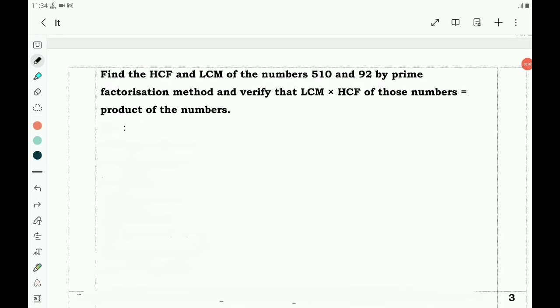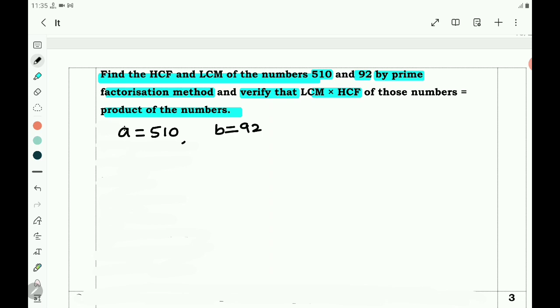Next is another question. What is that question? Find the HCF and LCM of the numbers 510 and 92 by prime factorization method and verify that LCM into HCF of those numbers equals product of the numbers. Here two numbers are given. We have to find the LCM and HCF of the two numbers by prime factorization method. After that we have to verify LCM into HCF equals A into B. So let us take A equals 510, the first number, and B equals 92.